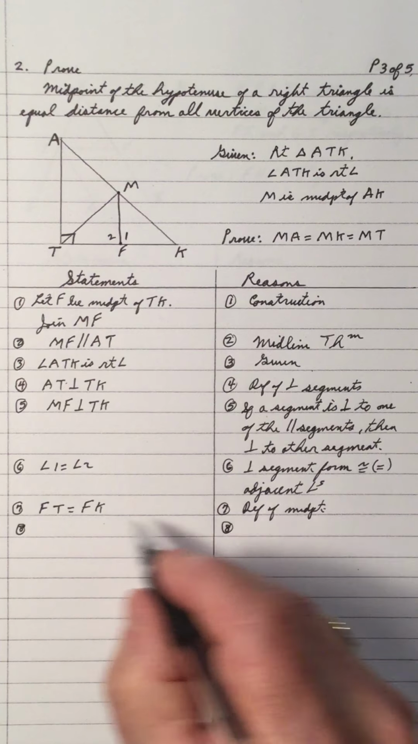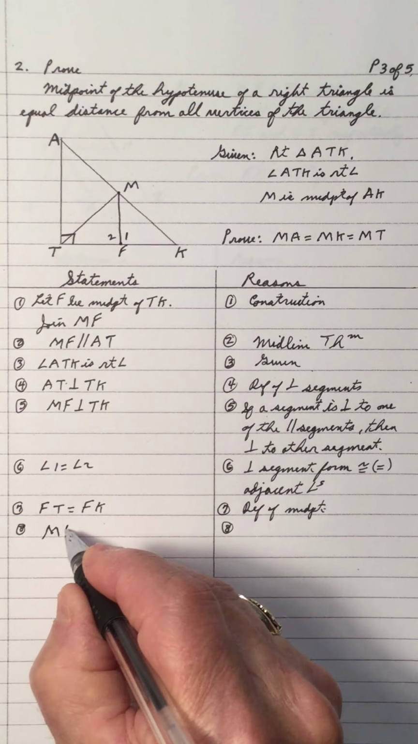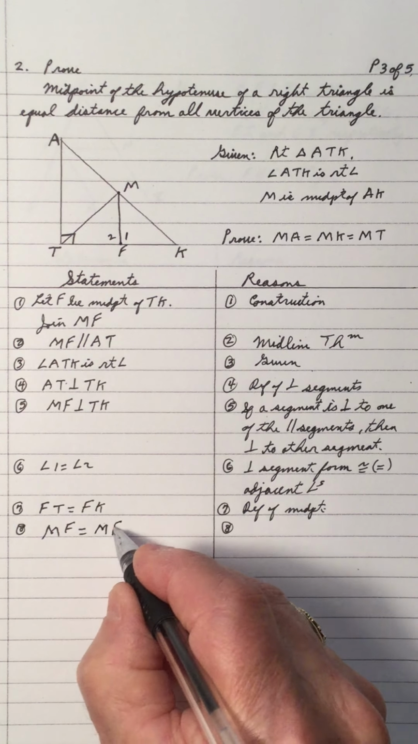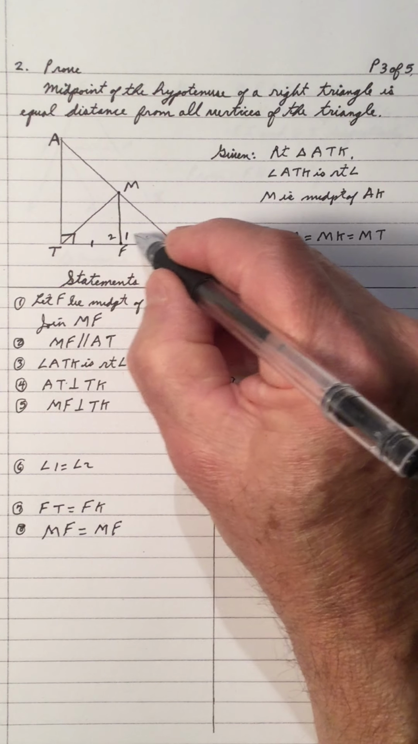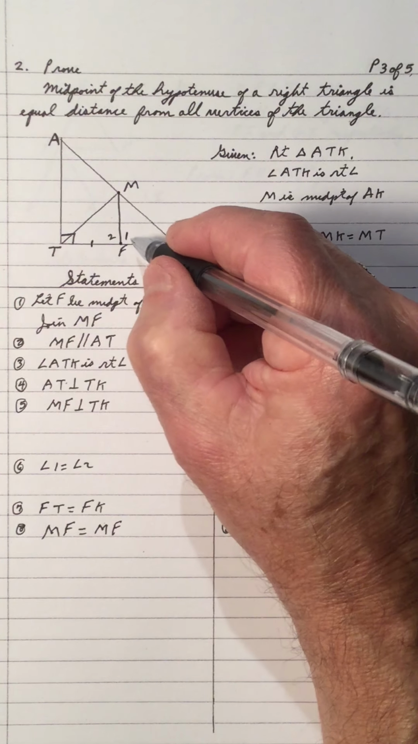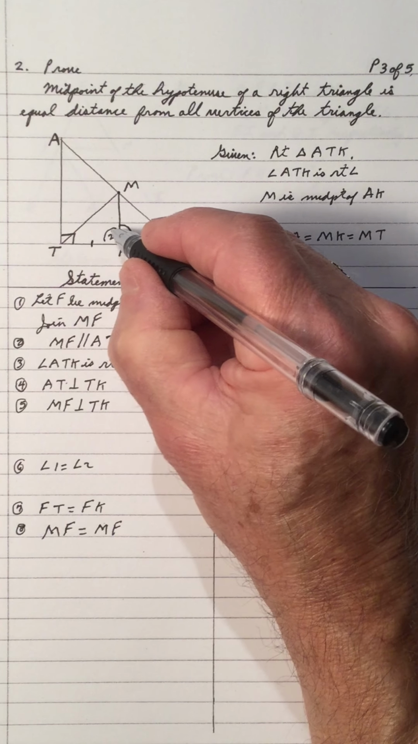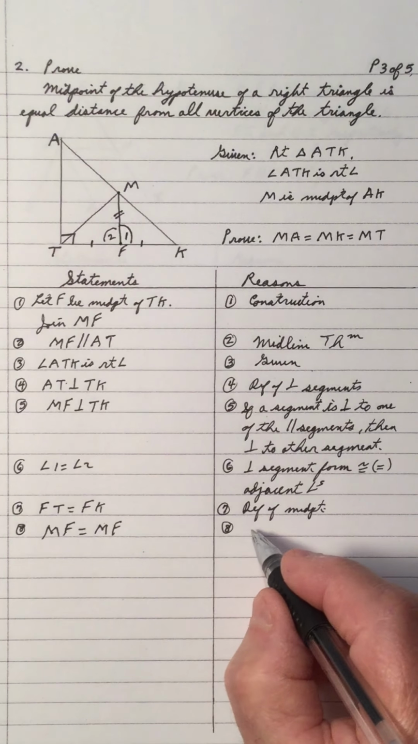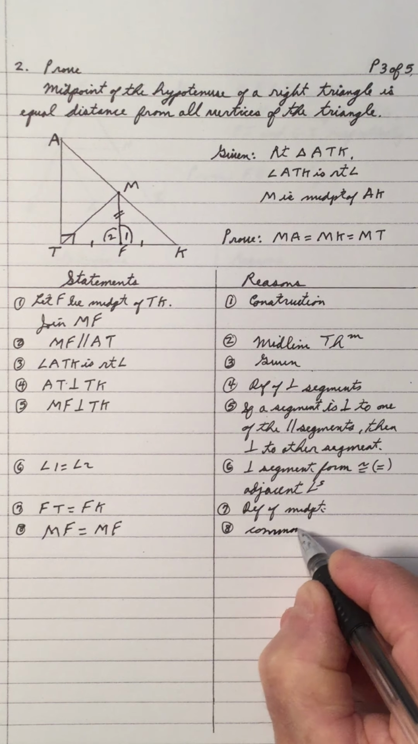And as a result, what else do we have? Let's see, I have MF equals MF. I said as a result, but not. I have this segment equals this one by midpoint. I have these two angles equal because they're adjacent angles formed by perpendicular lines. I have MF equals MF, and that's a common side to the two triangles.